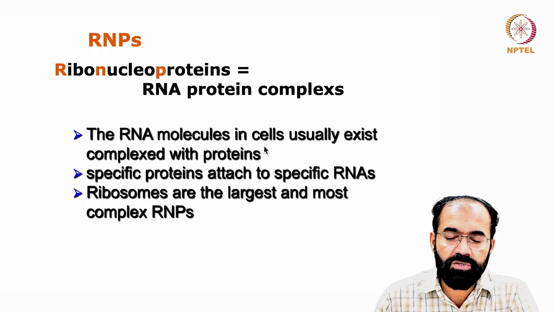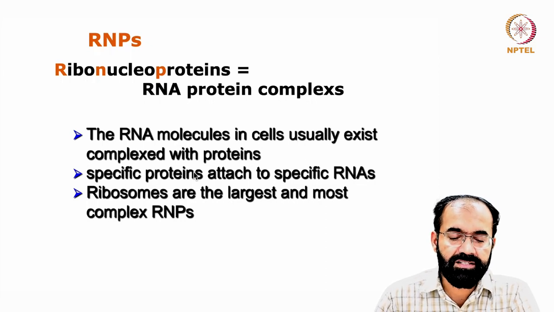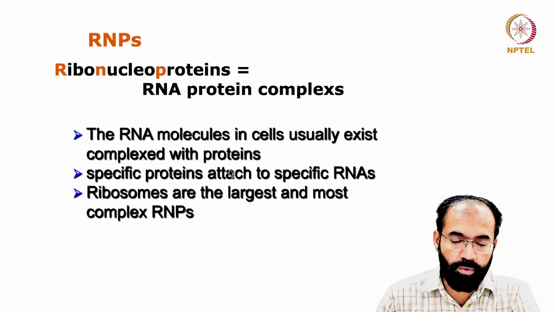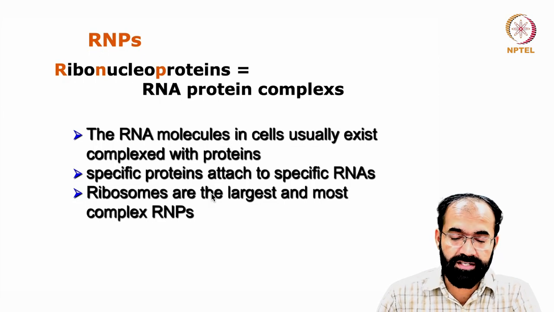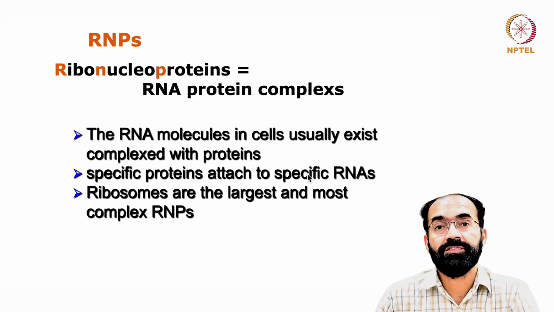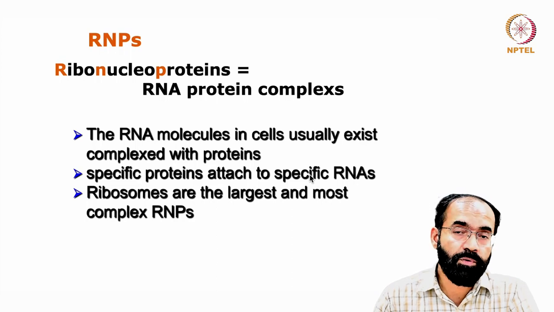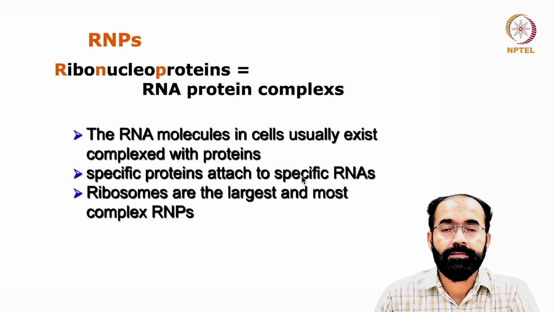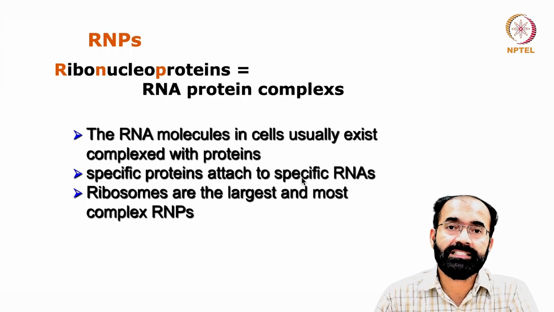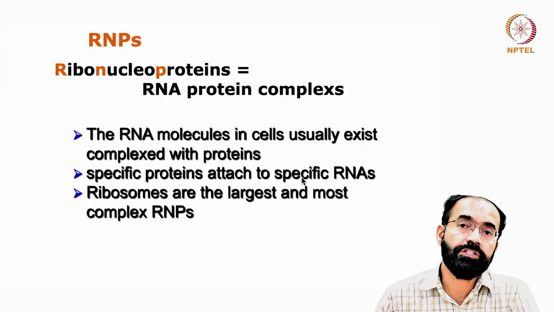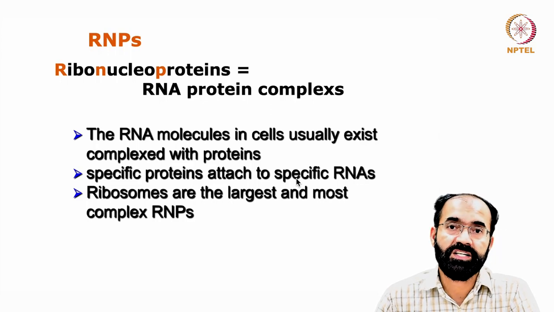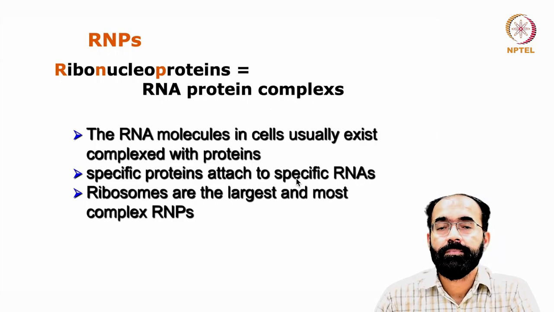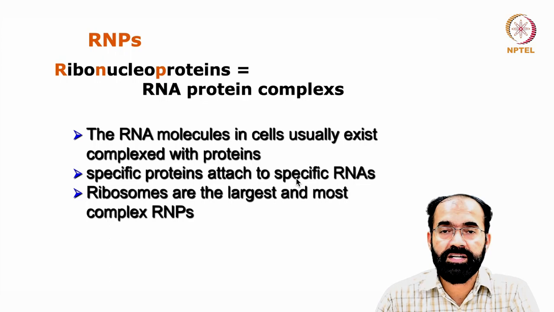So RNA molecules in cells usually exist complexed with proteins, and specific proteins attach to specific RNAs. Not that any protein can bind onto any RNA. Some of these interactions will stabilize it. Some of these interactions will take this RNA to a specific location for its functionality. Not that every RNA is meant for protein translation.